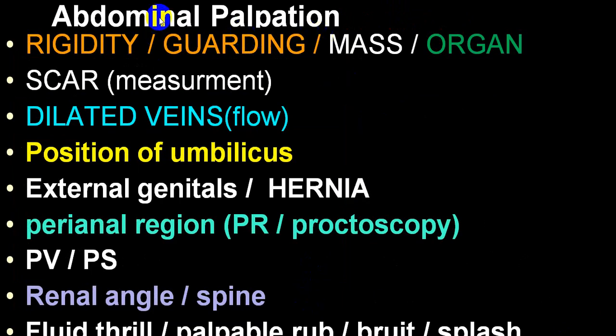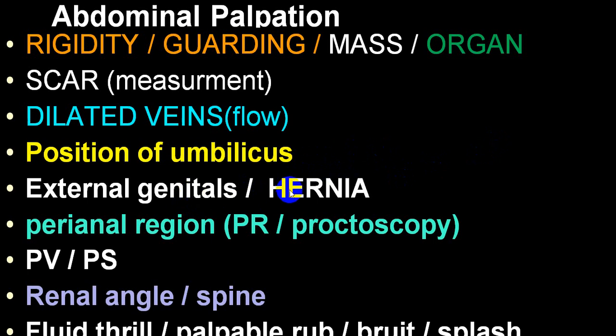So abdominal palpation will include looking for rigidity, guarding, mass and organs. In scar, you can do measurements. In dilated veins, you can look for the blood flow, whether it is below upward or above downwards, or away from the umbilicus in case of caput medusae. You can identify the position of the umbilicus, that is the distance from the xiphisternum to the umbilicus and from the umbilicus to the pubic symphysis. We know very well, we have mentioned on inspection, that the umbilicus will be pushed down in case of obesity and ascites. It will be pushed up in case of a pelvic mass.